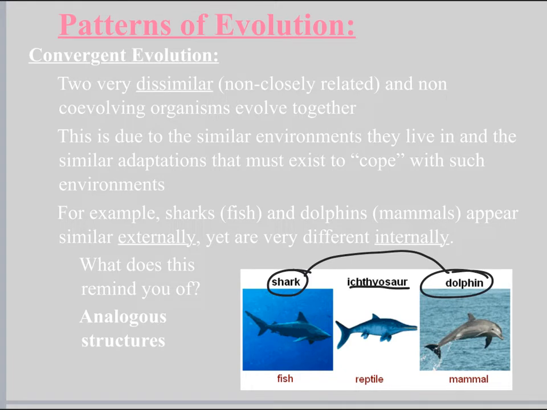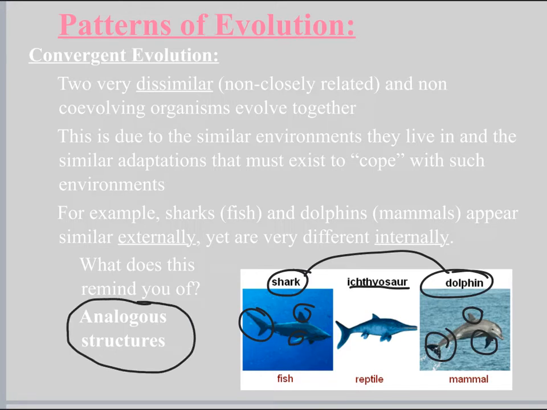But if you look at their structures, if you look at the fins here, and then the dorsal fins and the back fins, they all look very similar. Why? Because they live in similar environments. So organisms that live in similar environments often develop or evolve similar structures to each other.